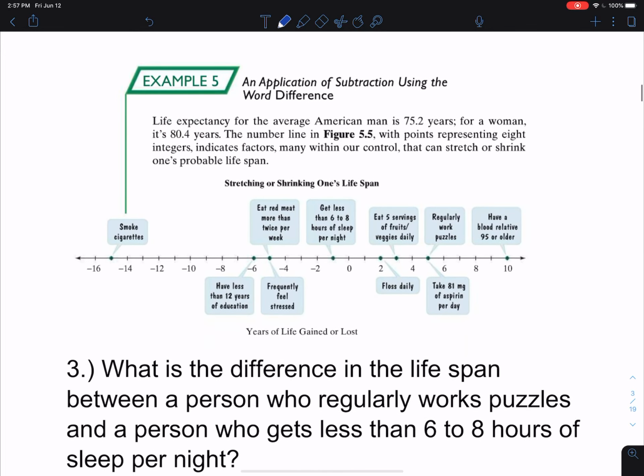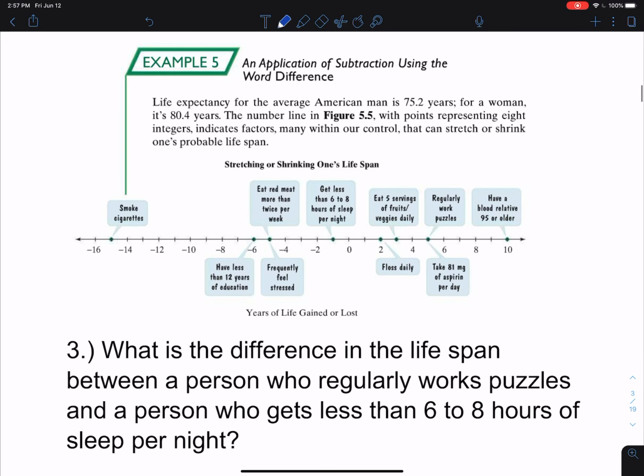Let's look at another example that's taken from your textbook. So from our textbook, it says life expectancy for the average American man is 75.2 years. For a woman, it's 80.4 years. The number line in figure 5.5, with points representing 8 integers, indicates factors, many within our control, that can stretch or shrink one's probable lifespan.